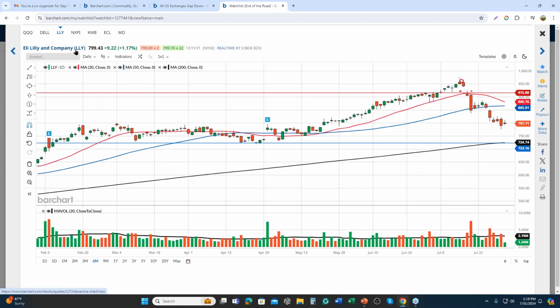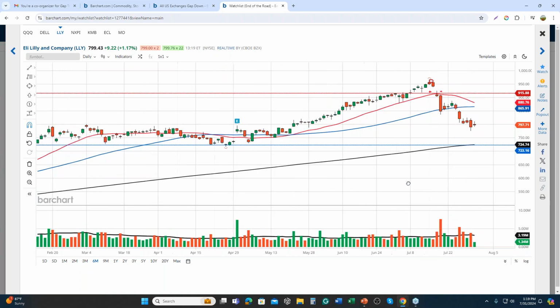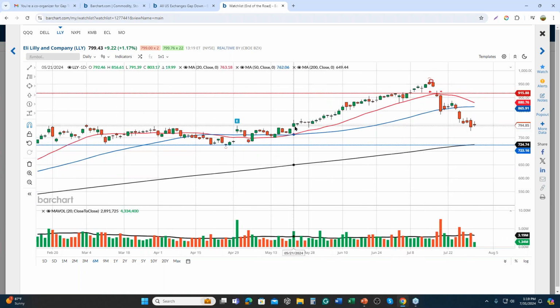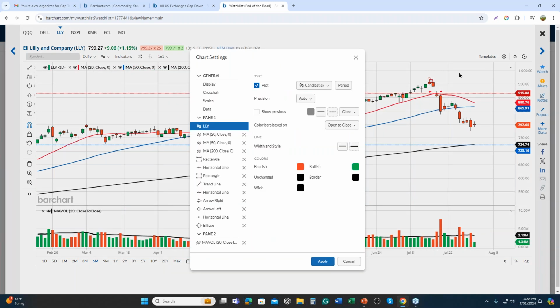Here's Eli Lilly. Again, nice discernible trend line, gap below our 20-day moving average. Now, this kind of looks like twins. Now we have two red candles. Now I will just show you this in the settings.